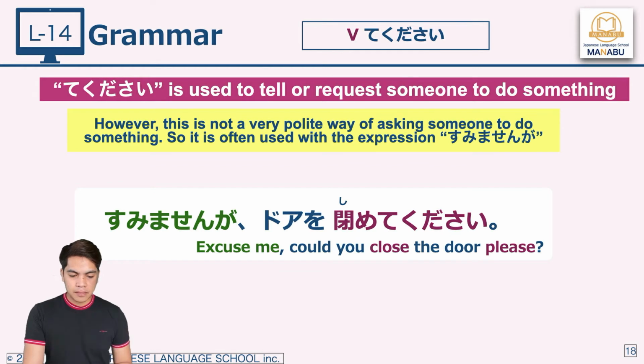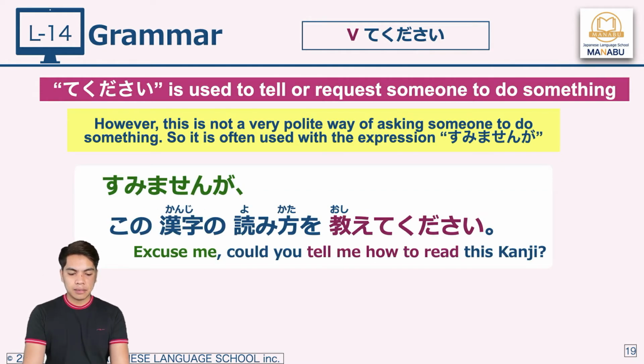Another example: the verb te kudasai is not a very polite way of asking someone to do something. So sometimes we use the expression sumimasen ga. For example, sumimasen ga, doa o shimete kudasai. First, we use the phrase sumimasen ga to get someone's attention or to say excuse me. Excuse me, doa o shimete kudasai, from the verb doa o shimemasu, to close the door. Then shimete kudasai, please close the door.